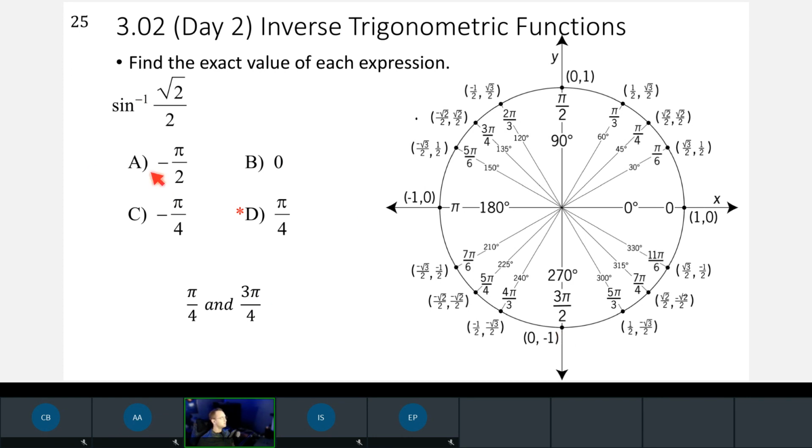But it's sine. It's inverse sine. Yes, and this is not negative 1 power. This is arc sine. This is the arc sine of radical 2 over 2.